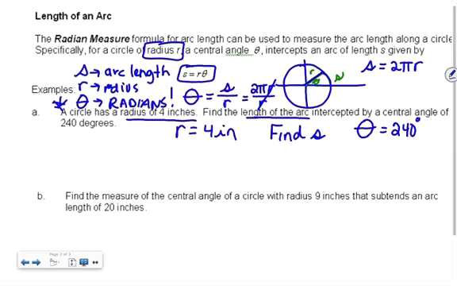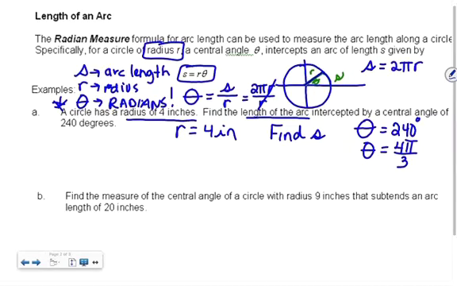I cannot touch that formula yet until I do what? Convert it to radians. So here's good practice. 240 degrees belongs to what family? 60s, right? How many 60s is 240? 4. So this would be 4. 60 is what in radians? Pi over 3. Yeah. So see how you're going to use that mental part, the old stuff. We're just building on it.